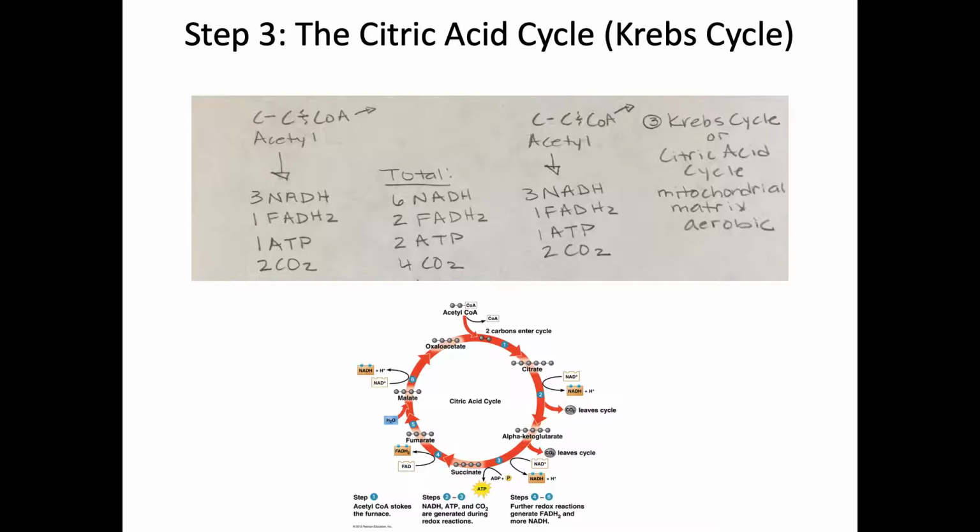This third step has multiple names. Most of the time we'll refer to it as Krebs cycle, and sometimes it's called the citric acid cycle. And then it's also called the tricarboxylic acid cycle, or the TCA cycle. So don't worry about that one, that's a really long one. This one, we are still in the mitochondria. We still have oxygen, so this step is aerobic. And then it occurs in the mitochondrial matrix.